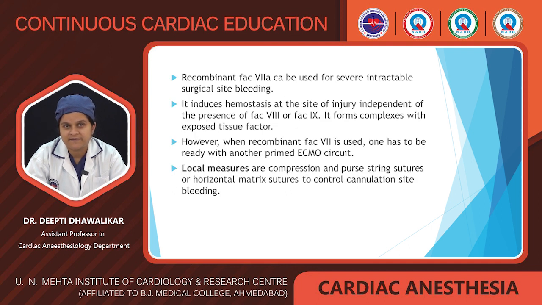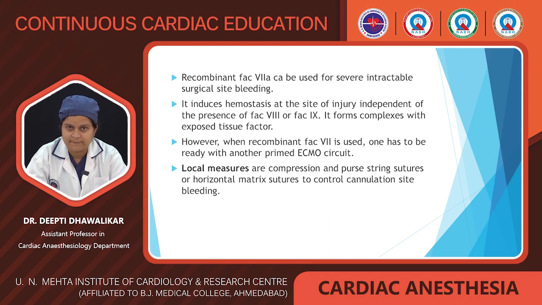If it is very severe intractable bleeding, then recombinant factor 7A can also be used. It induces hemostasis at the site of injury independent of the presence of factor 8 or factor 9. It forms complexes with exposed tissue factor. But if recombinant factor 7A is used, one has to be ready with another primed ECMO circuit because there are very high chances of thrombosis.